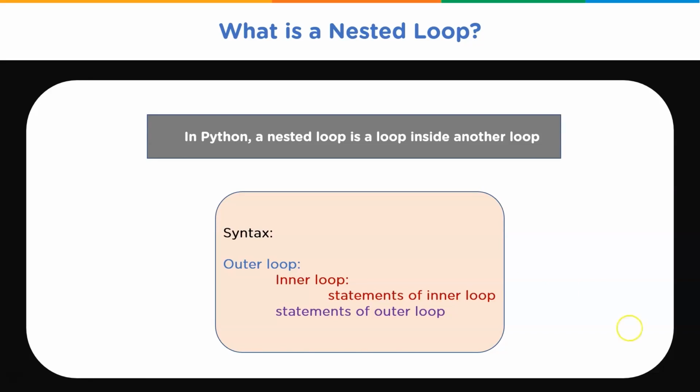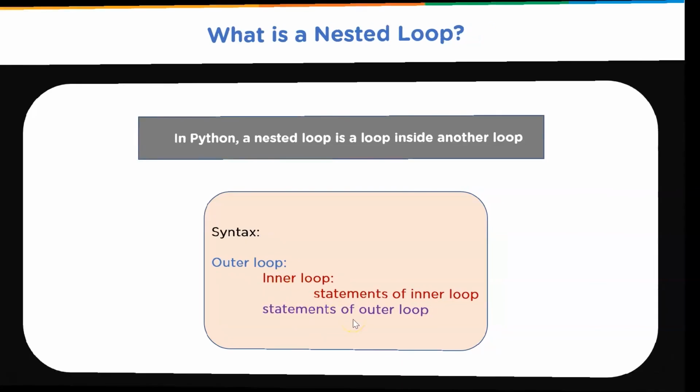Now you can see on your screens the basic syntax of writing a nested loop in Python. You have the outer loop followed by the inner loop and the statements inside the inner loop, and finally you have the statements of the outer loop. The last 3 lines consist of the body of the outer loop.